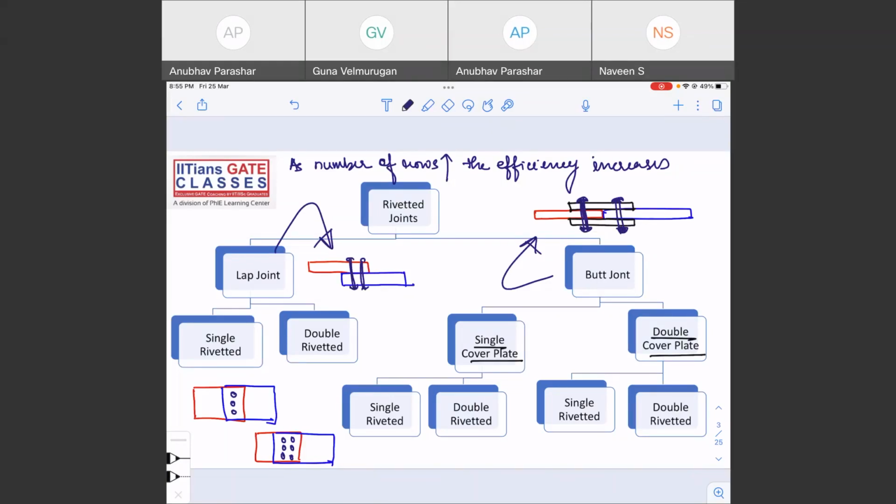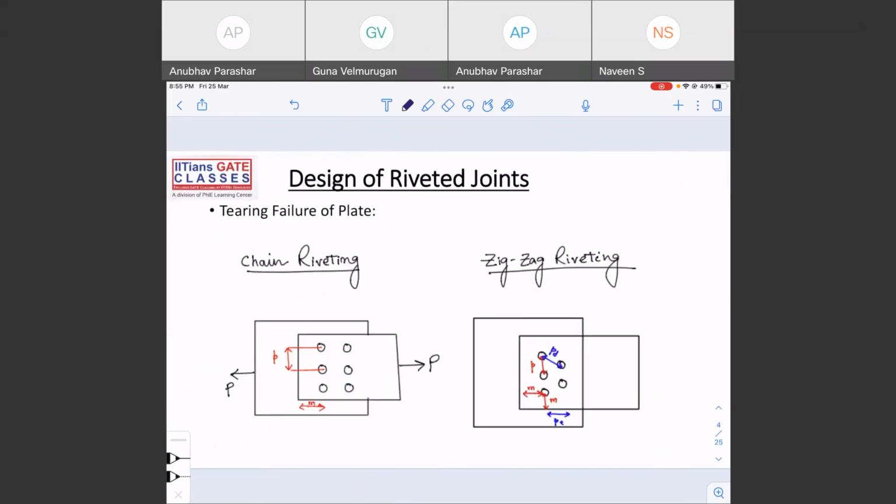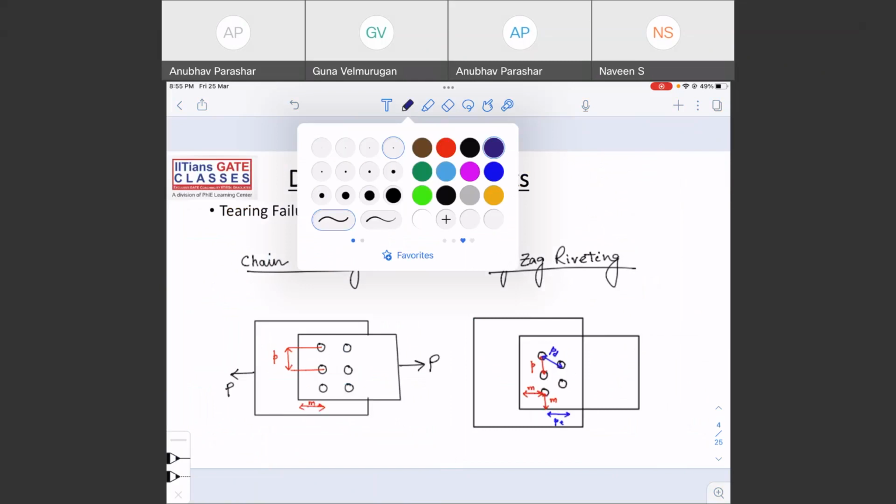Again, a butt joint with single cover plate can be single riveted, double riveted, triple riveted, quadruple riveted, right? Again, a butt joint with double cover plate will be single, double, triple, quadruple. How to choose among these depends on the strength of the joint you require, okay? So now, if you want to design riveted joints, there can be three types of failures of riveted joints.